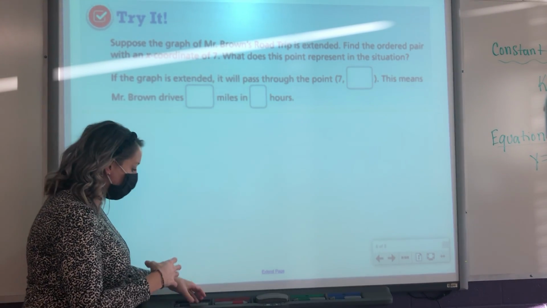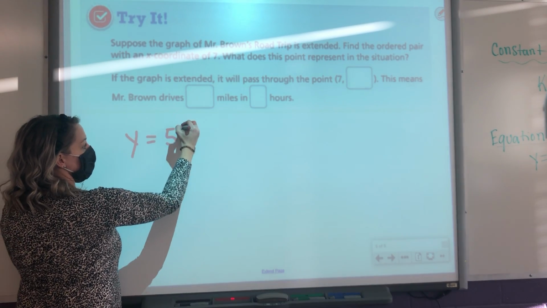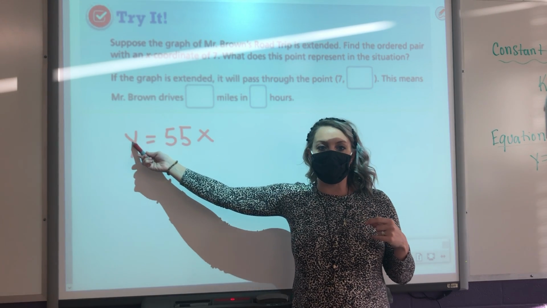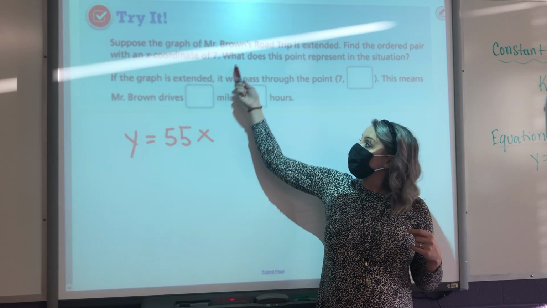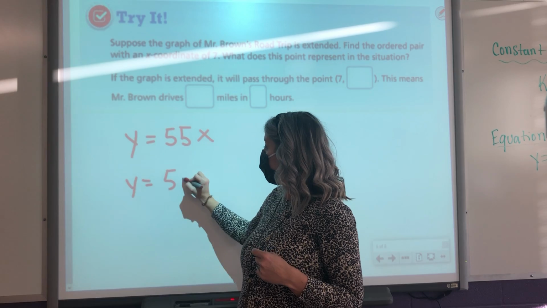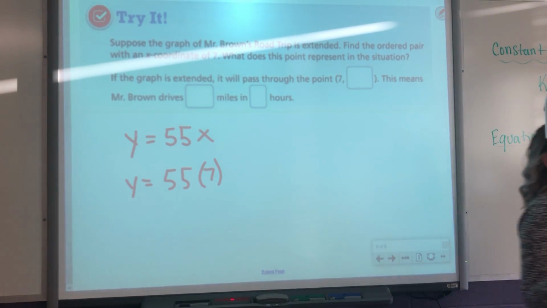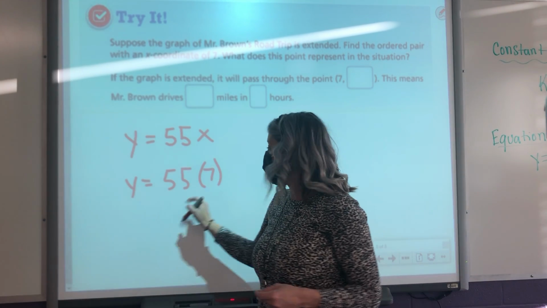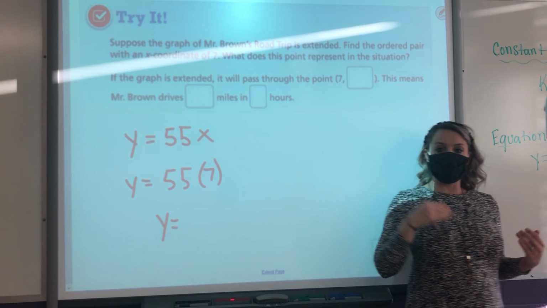Okay. So what we can actually do is we can use our equation. This is the amount of miles he drove. This is the amount of time he spent on the road. So our x coordinate is going to be 7. So we can plug 7 into our equation. Once we plug 7 into our equation, we can figure out, okay, 7 hours he drove this amount of miles.